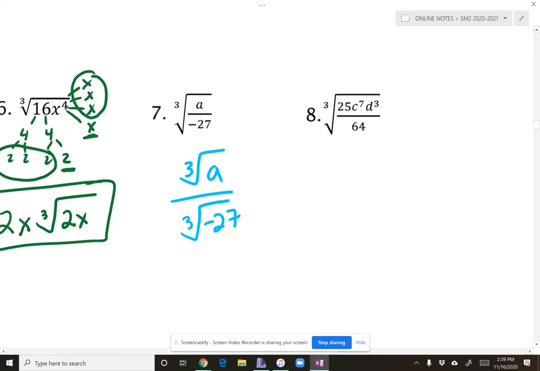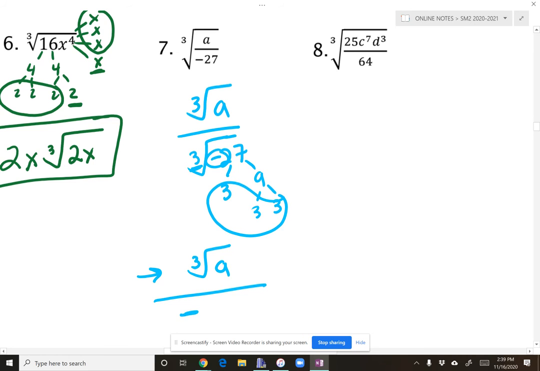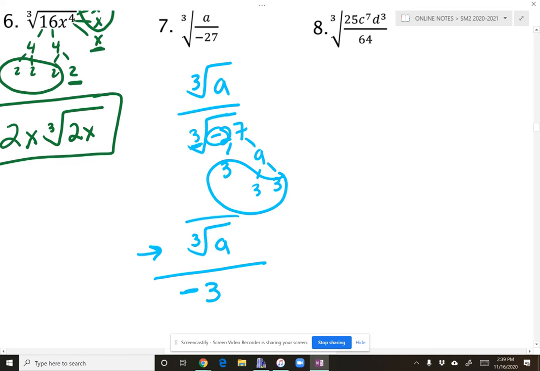Okay, I can't make a factor tree with the top, so the top's going to stay how it is. But remember in the notes how I said, if it's an odd root and you have a negative, that comes out. And then I have 3 times 9, which is 3 times 3, and so I have the 3's. So the top is going to stay the same, cube root of A, but on bottom, I'm going to take out the negative sign and a group of 3, and I don't have anything left over.